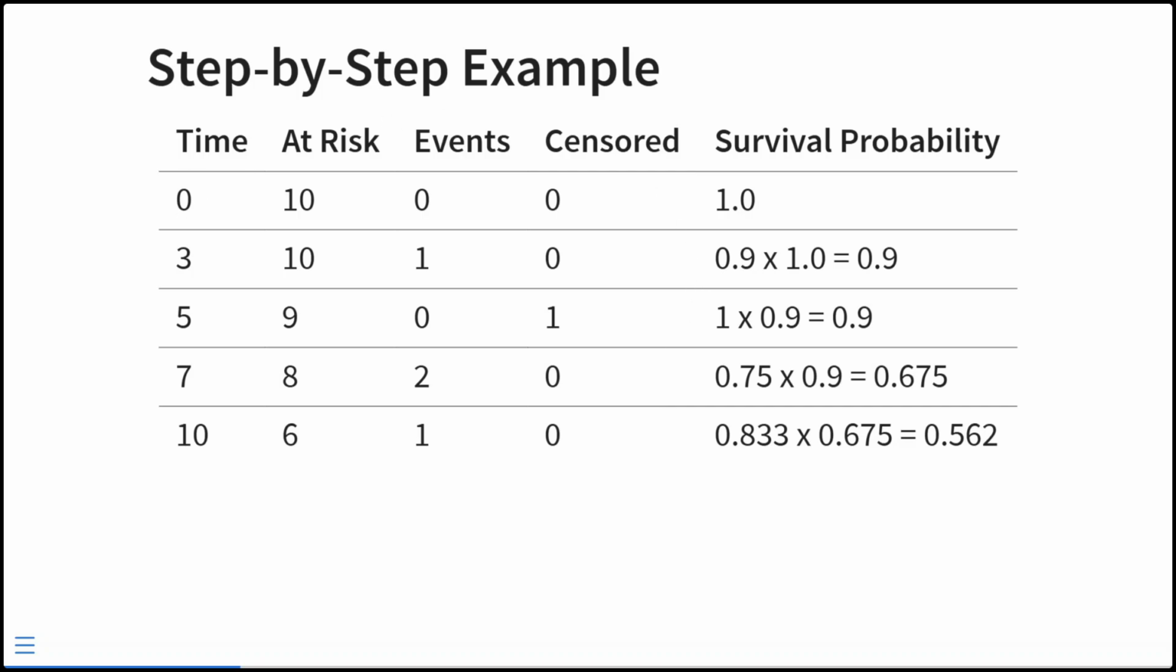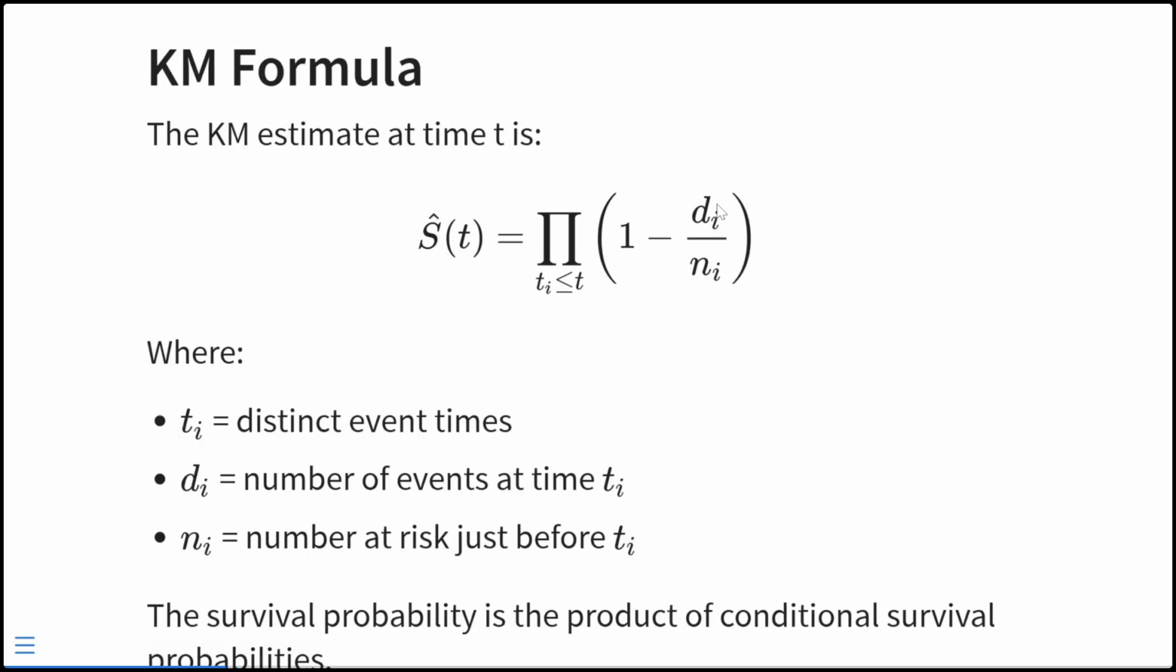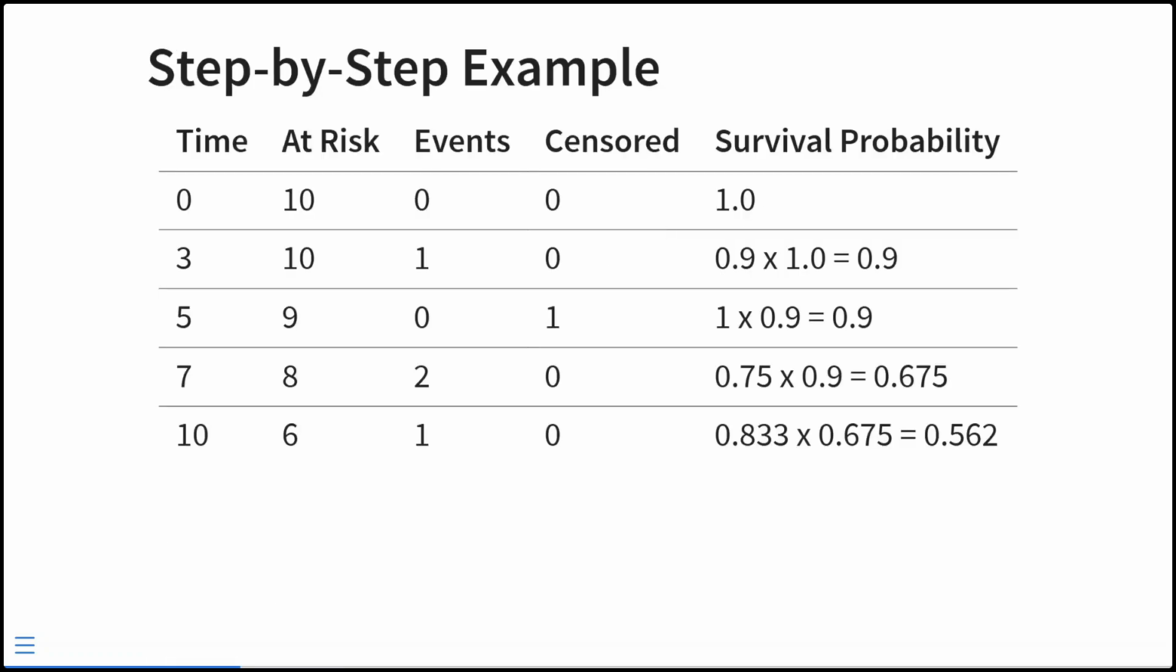You can see that at time 0, the number at risk is 10, the number of those that died is 0, and the number of those that were censored is 0. Which means the survival probability is going to be 1. Because based on the formula, the probability of those that died is 0 divided by 10, which is 0. Then 1 minus 0 is going to give us 1. So that's why we have 1 here.